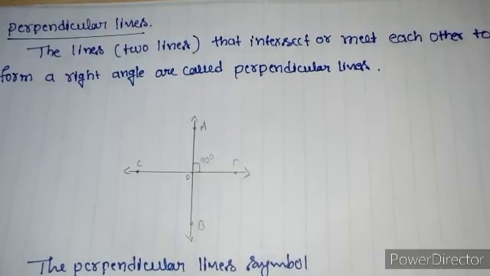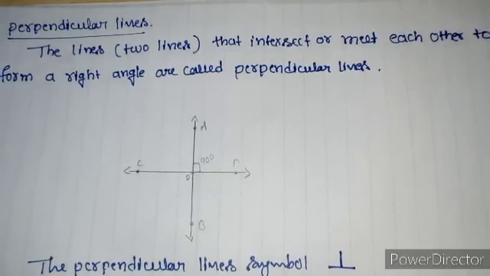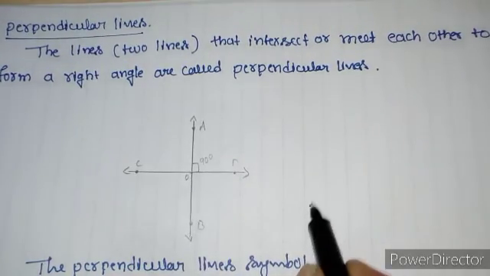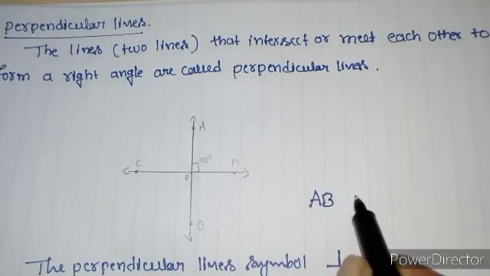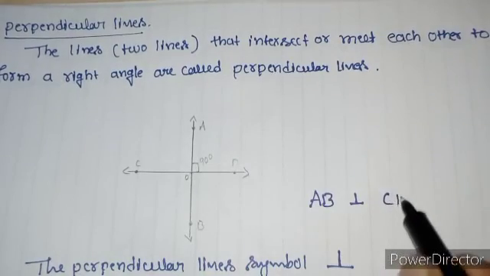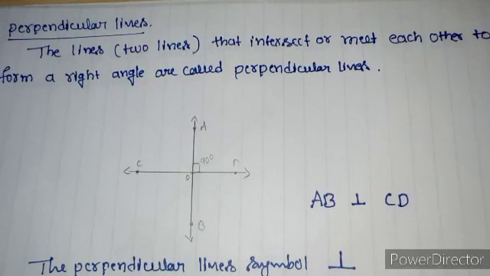So the perpendicular lines symbol is like this. And here AB is perpendicular to CD line. So students, in this class we learnt about types of lines, right? Coplanar lines, parallel lines, intersecting lines and perpendicular lines.